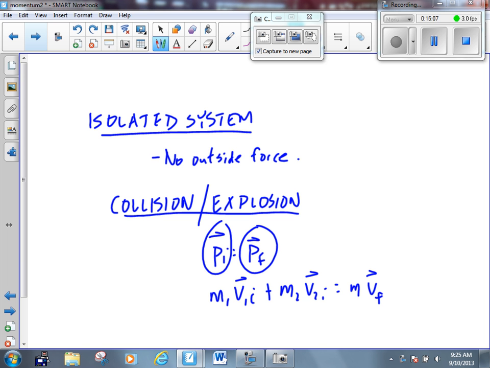If that's the case, can you tell me how many objects I must have had in the question before the collision took place? 2. Good. How many objects do I have after the collision takes place? 1. So in other words, they stuck together. It's two cars coming together, and they crash into each other, and they entangle. They stick together as one. Okay, 2 objects become 1.